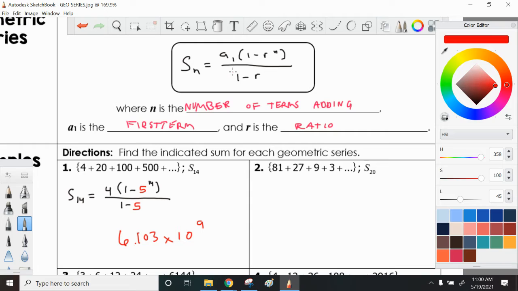On your test in my class, I'm not going to give you scientific notation answers. They might be big. They might be a million. They might be 1,000. They might be 100,000. But I don't really like scientific notation questions.